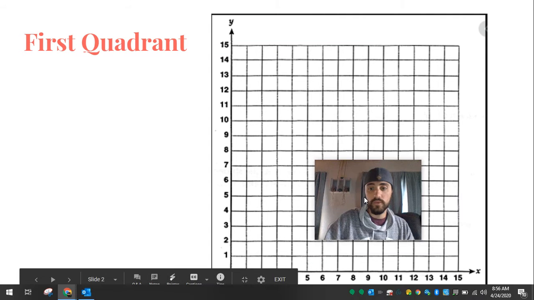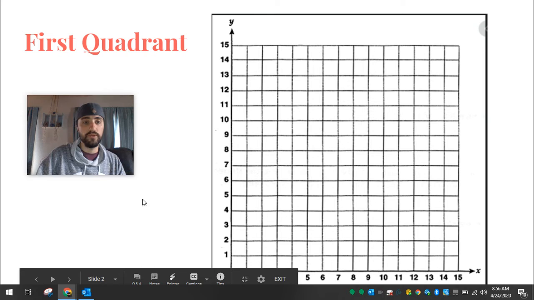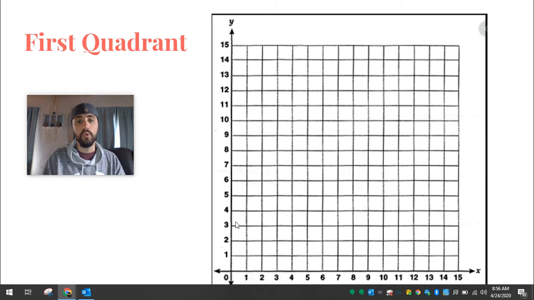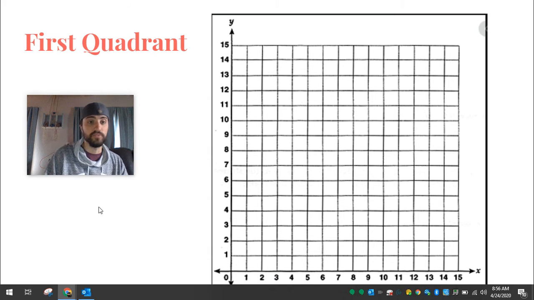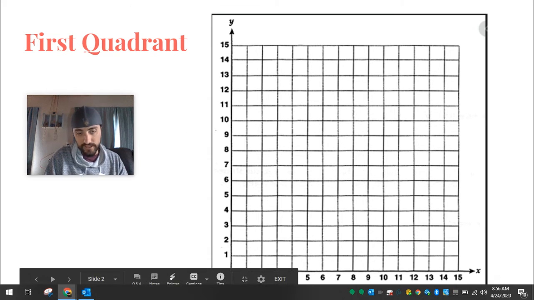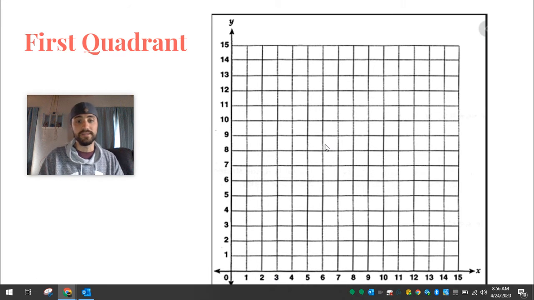So first of all, we are only going to be working with what's called the first quadrant. That's this top right corner. So this graph also exists where my picture is. It exists underneath, but we're sticking only where all the numbers are positive. So let's go from there.